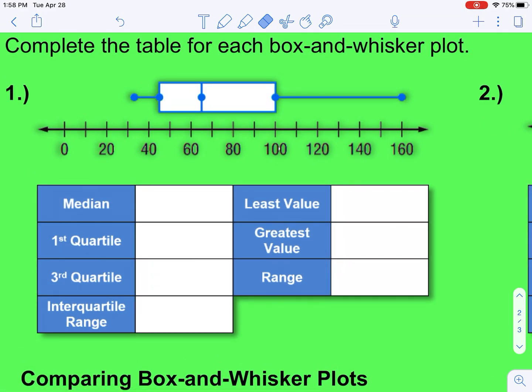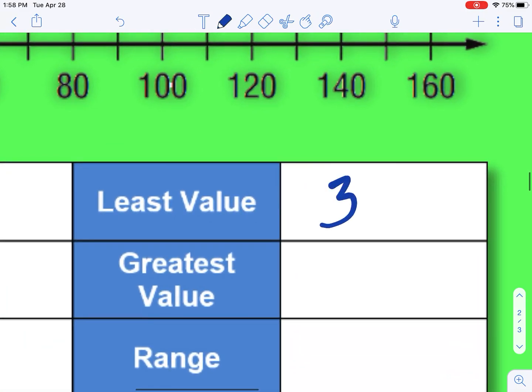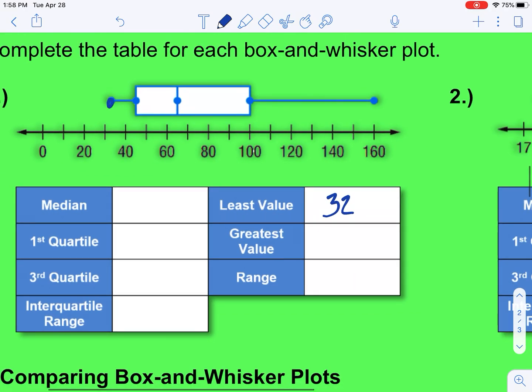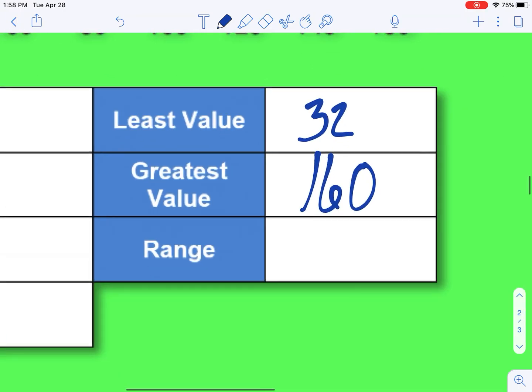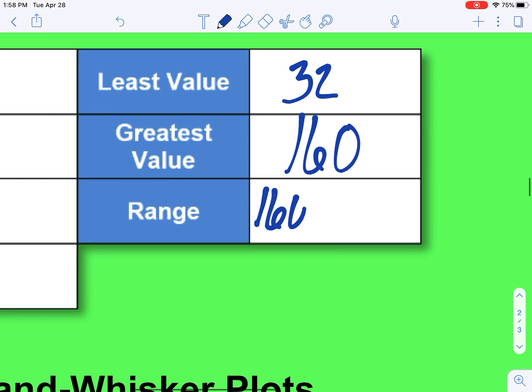So I'm going to use the box and whisker plot to write down some information here. I'm just going to start with my least value. My least value looks like it's about 32 maybe. Okay, right here. My greatest value looks about right on 160. And if I was to find the range of that, I'd do 160 minus 32. And what does that be? 128.